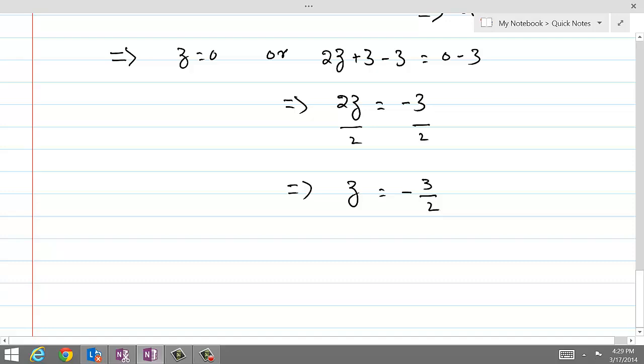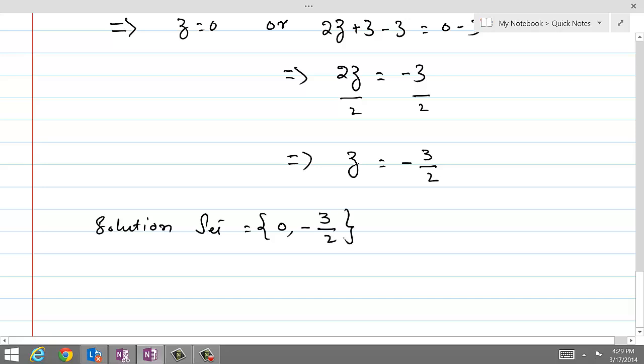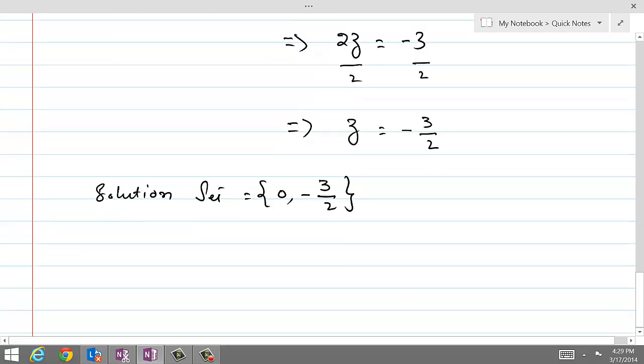So the solution set, again the two possible values of Z which could make that equation true, is called the solution set. So the solution set is equal to the first possible value of Z, which is 0, and the second possible value of Z, which is minus 3 over 2. This is the solution.